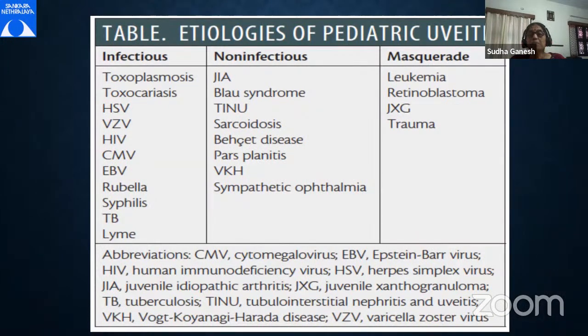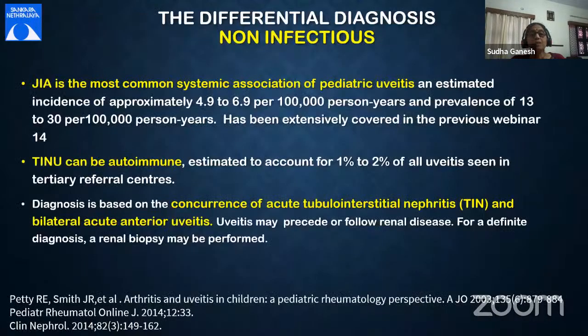And the third group is a masquerade, which could be either a leukemia, retinoblastoma, juvenile xanthogranuloma or a trauma. JIA, being the most common of the pediatric infections, has been discussed extensively in the previous webinars, and I will not go into it in detail. TINU can be autoimmune, and is estimated to account for 1 to 2% of all uveitis seen in referral centers.